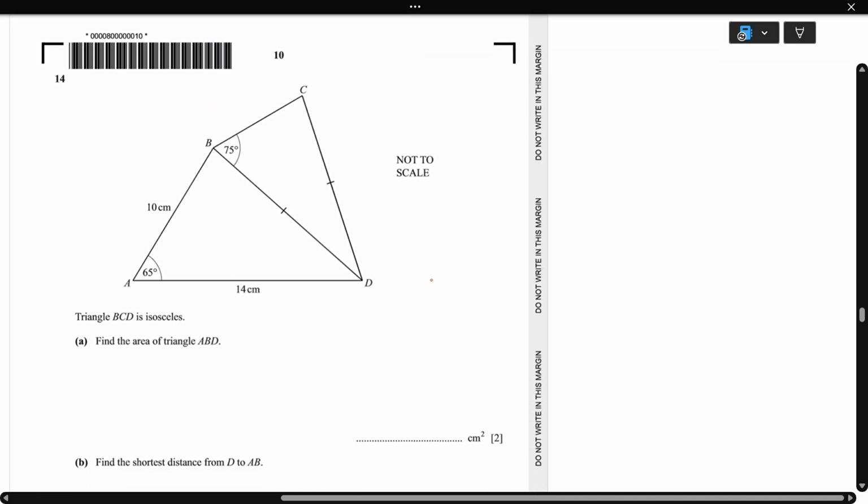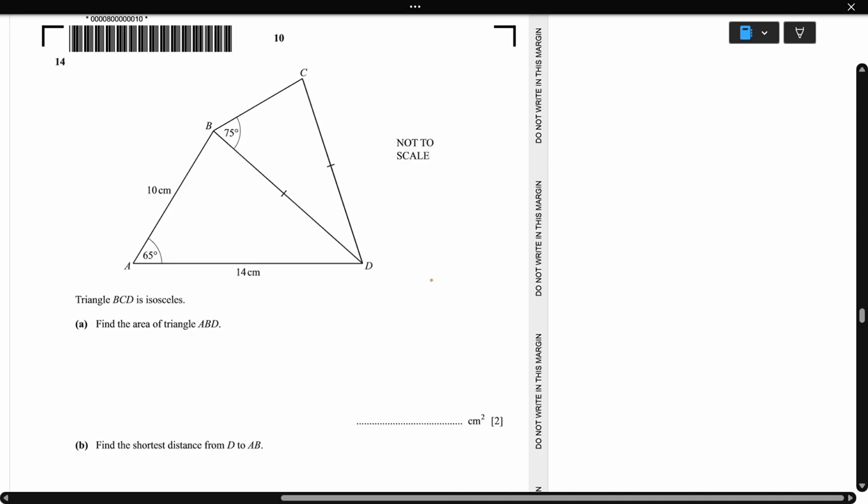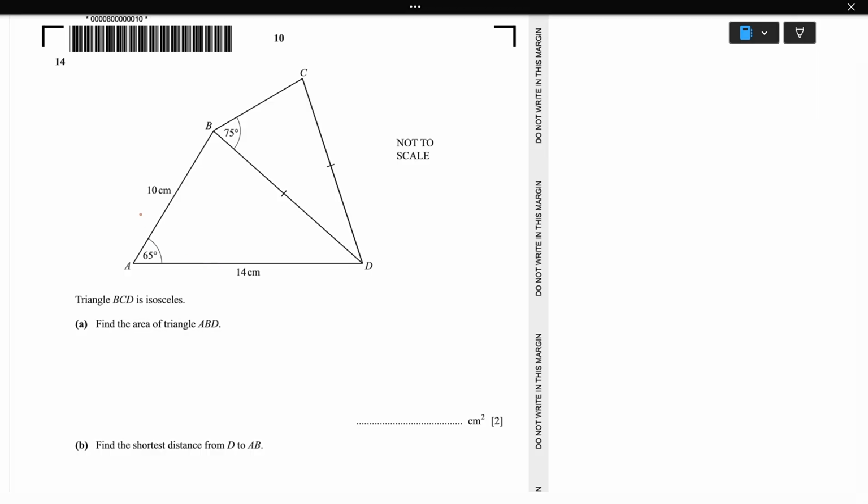Next question, question 14. Find the area of the triangle ABD. Here two sides are given, with the angle between them given. So we can use the formula area equal to 1 by 2 ab sine C, which is 1 by 2, one side is 10, another side is 14, into sine 65 degrees. When you calculate, your answer is going to be 63.444415. So we'll round off to 3 significant figures, which is 63.4.